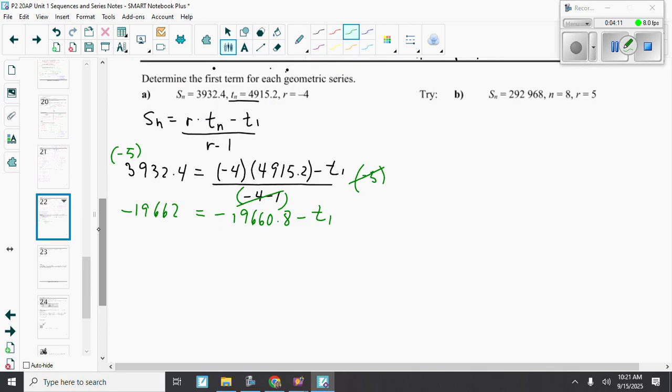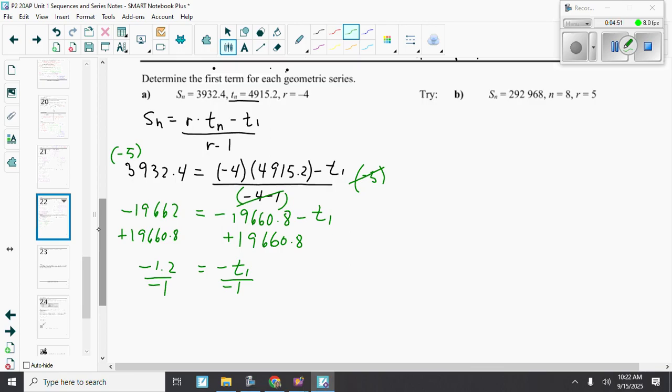And this is your basic algebra. So if you were to do this, add this number to both sides. We should have -1.2 is equal to -T1. I'm okay if you do this part in your head, but if you need to show the steps, feel free to show me that you're dividing by -1 to get rid of the negative sign. I would never want this as a final answer.